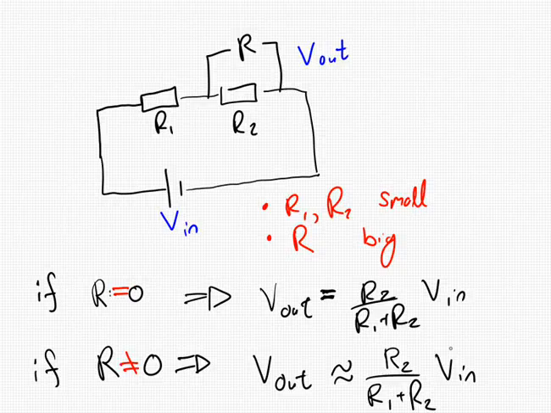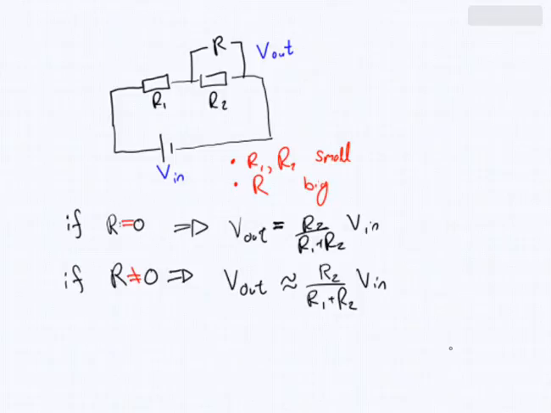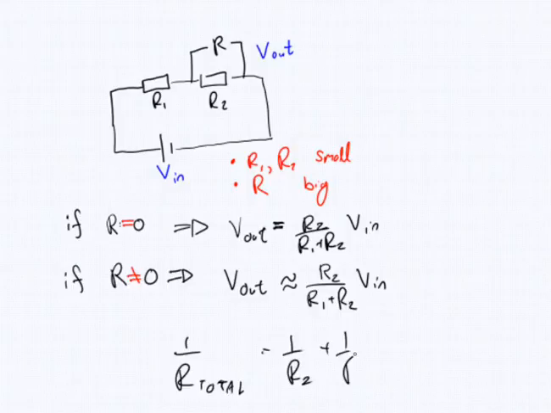This is my question. If I use my formula, I have 22 equals R2 over 0.100 plus R2 times 220. So when you solve this, you get R2 equals 10 milliohms when you solve it.